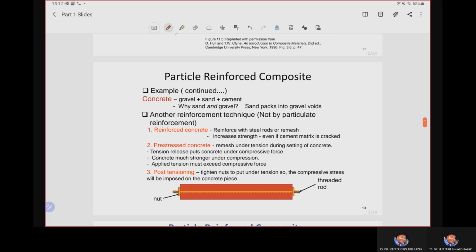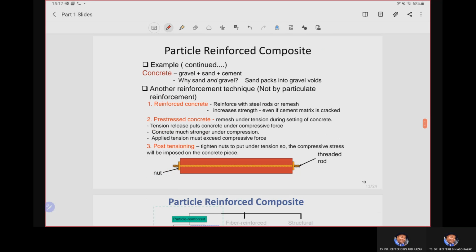So the next example of the large particle reinforced composite is the concrete system. Basically, the concrete has both a matrix and a dispersed phase. The dispersed phase and matrix are both ceramic material, but due to different characteristics of ceramic A and ceramic B, it can also be classified as a composite.